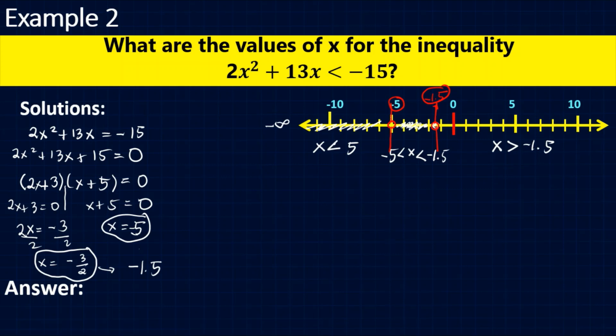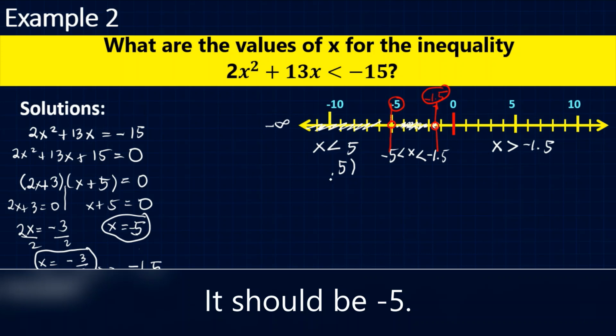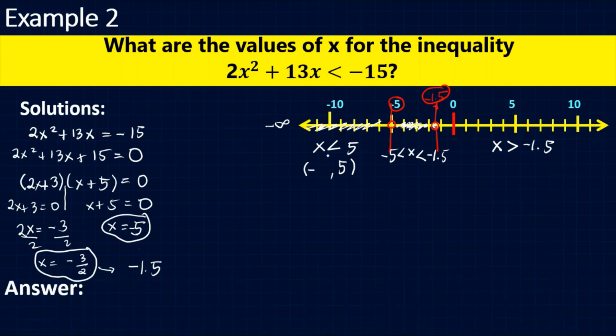When we have a less than or equal, the critical numbers are included, but here they are not. Another way of writing this is with open parentheses: negative infinity to negative 5. Next, in the middle, we have open and close parentheses, negative 5 and negative 1.5. The numbers between negative 5 and negative 1.5 are the solutions, the values of x for this interval. Again, negative 5 and negative 1.5 are not included in that interval.